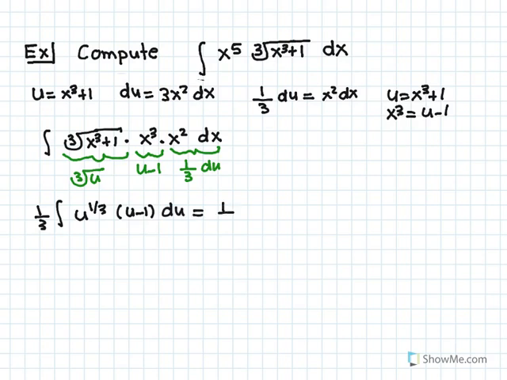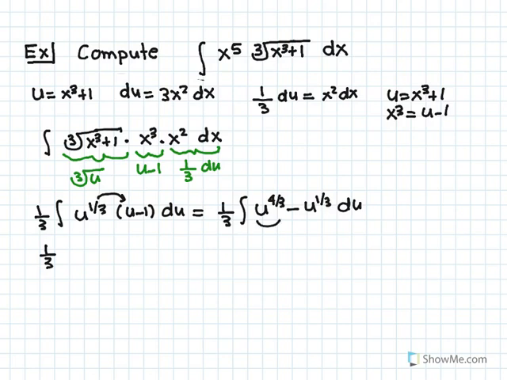That's going to be 1/3. Let's multiply out the 1/3. We get u to the 1/3 times u to the 1. They have the same base, so add the exponents: 1/3 plus 1 is 4/3. Minus u to the 1/3 du. Let's split up the integrals, and we get 1/3.